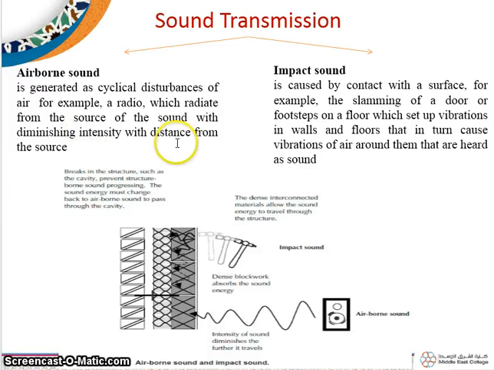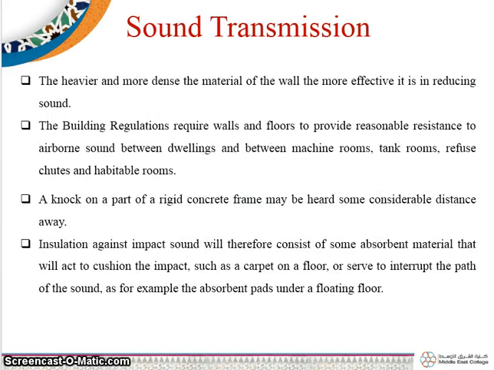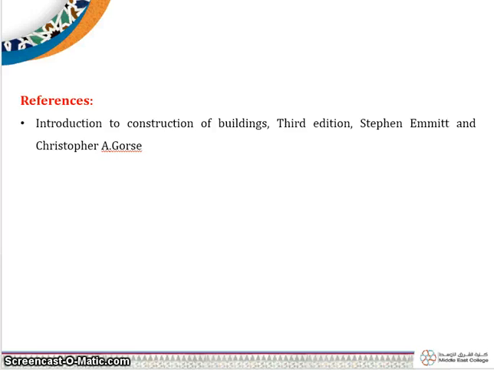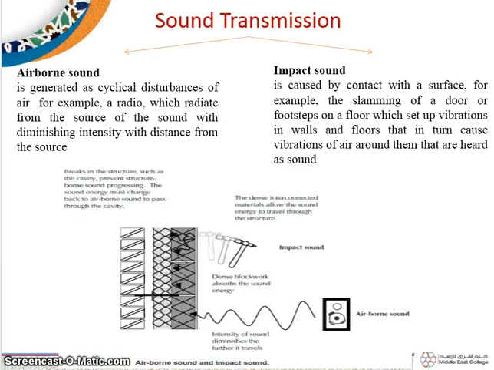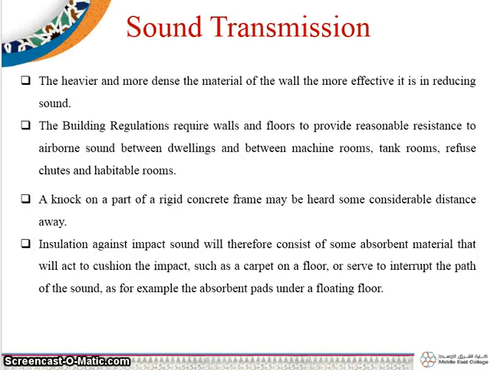Sound transmission is also an important topic. We have two types, airborne sound and impact sound. These are the two causes of sound transmission. So how does sound transmission happen? The heavier and more dense the material of the wall, the more effective it is in reducing sound. When you come to the class, just go through this sound transmission and these slides.